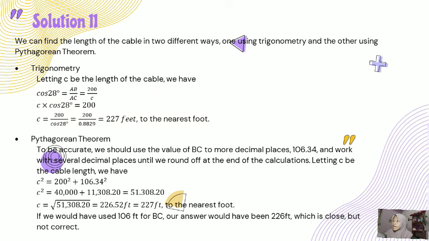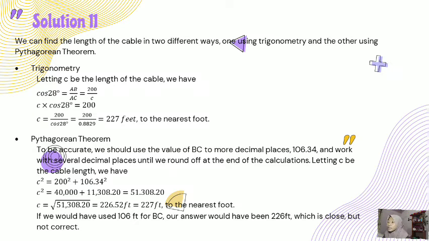We can find the length of the cable in two different ways, one using trigonometry and the other using the Pythagorean theorem. Trigonometry, letting C be the length of the cable: we have cos 28 degrees equals AC per AB equals 200 per C. So C times cos 28 degrees equals 200. So C equals 200 per 0.8827 equals 227 feet to the nearest foot.